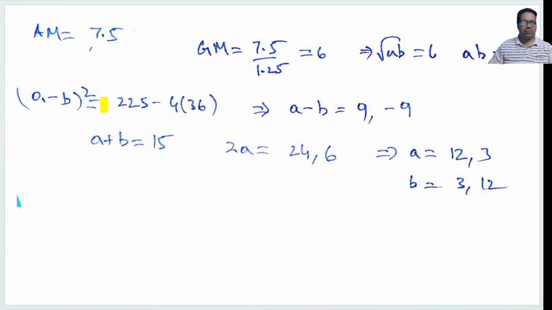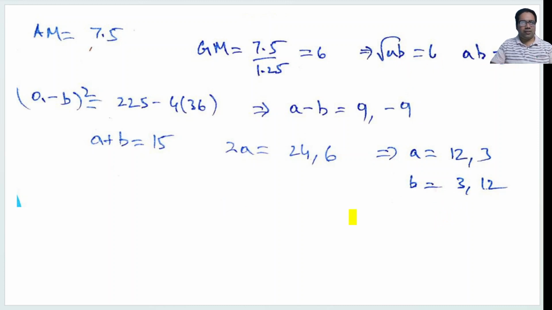What does that mean? b can be, a plus b is actually 15, b can be 3 or 12. So 9 and minus 9 signify the same thing. These two numbers are basically 12 and 3. The arithmetic mean is 15 by 2, which is 7.5. And what is the geometric mean? 3 times 12, which is 36. Under root of 36 is 6. So these are the two numbers.